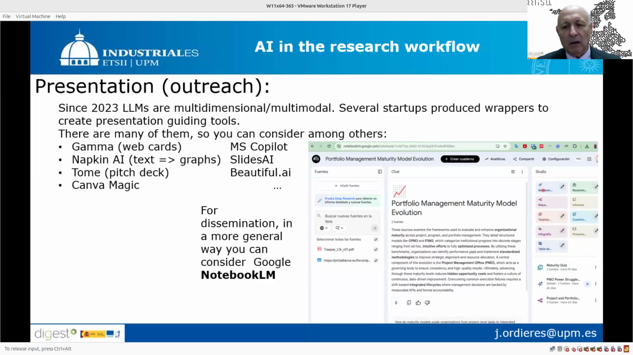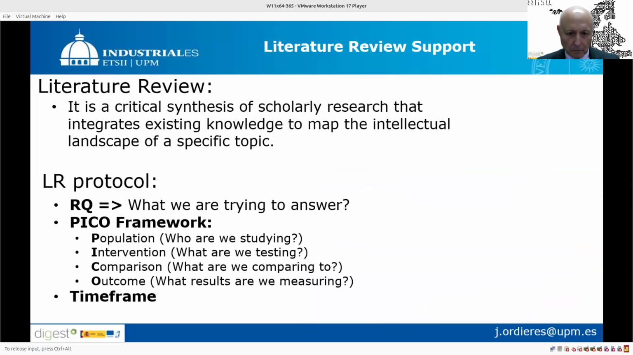Then it will be potentially very interesting for you to help reach different audiences or different types of channels for disseminating your ideas. So be aware of that kind of technology.